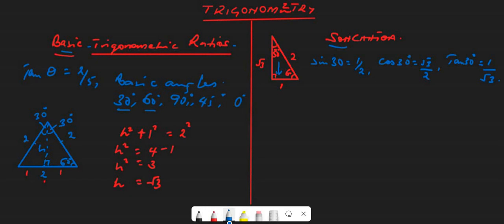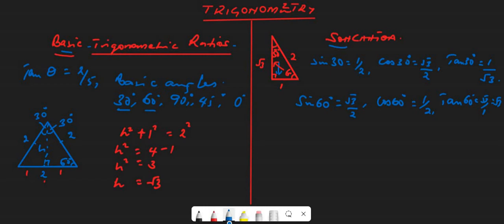We can also see that the sine of 60, the opposite to 60 is root 3 over the hypotenuse, which is 2. The cosine of 60 then becomes adjacent, which is 1 over 2, and the tangent of 60 becomes root 3 over 1, which is actually equal to root 3. Those are the trigonometric ratios for the angle 30 and the angle 60.